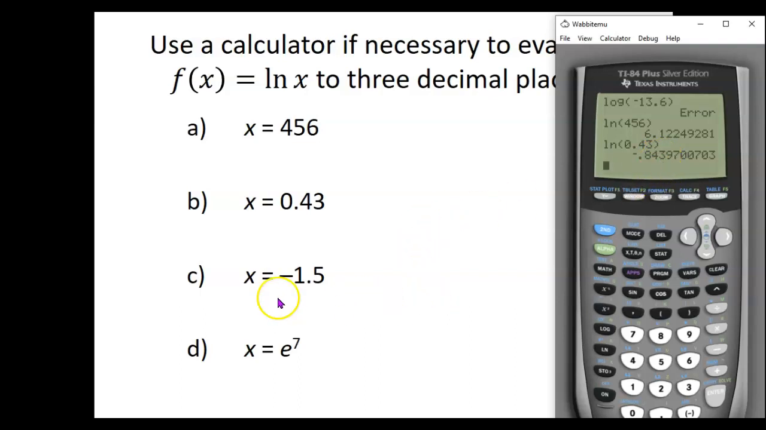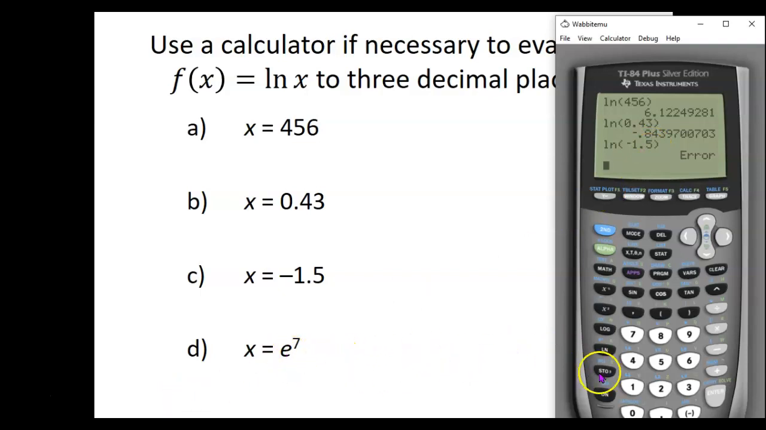What do you think is going to happen if I ask the calculator for the ln of negative 1.5? Okay, calculator, what's the ln of negative 1.5? Did you see that coming? We got an error message because, again, you can't have logarithms of negative numbers.